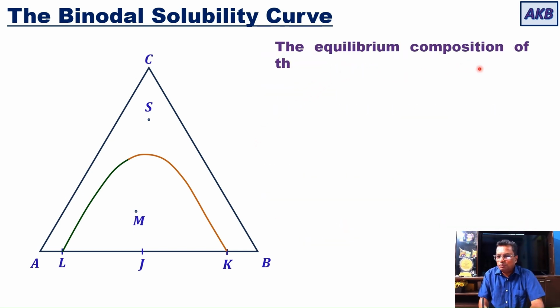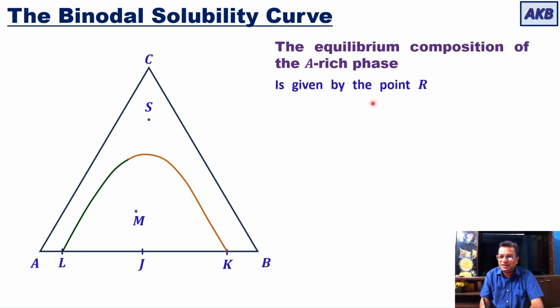Now the equilibrium composition of A rich phase, that is represented by point M. Now we are talking about equilibrium composition of the A rich phase. It is given by the point R on the binodal solubility curve. So composition of A rich phase at point M is given by point R that lies on the A rich solubility curve.